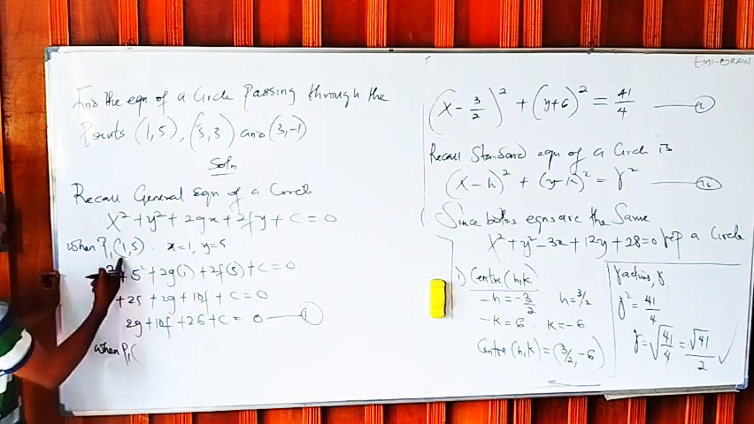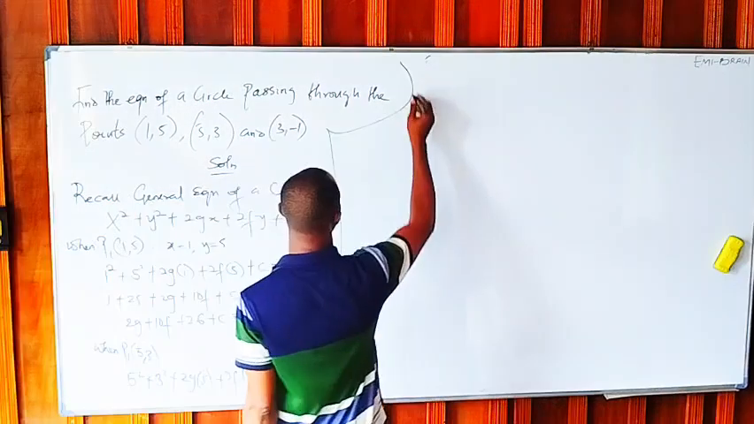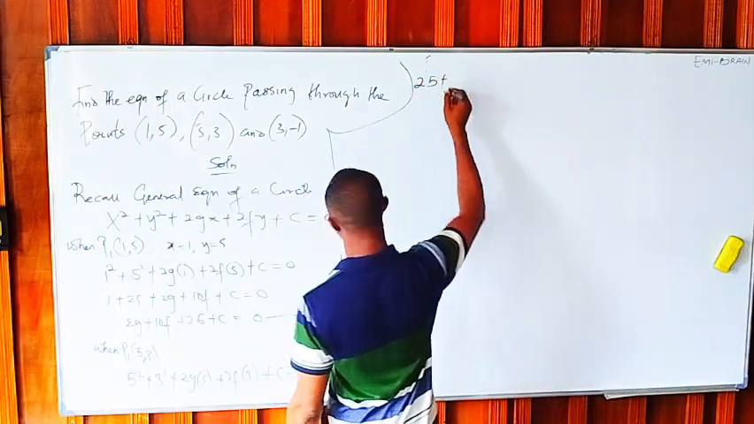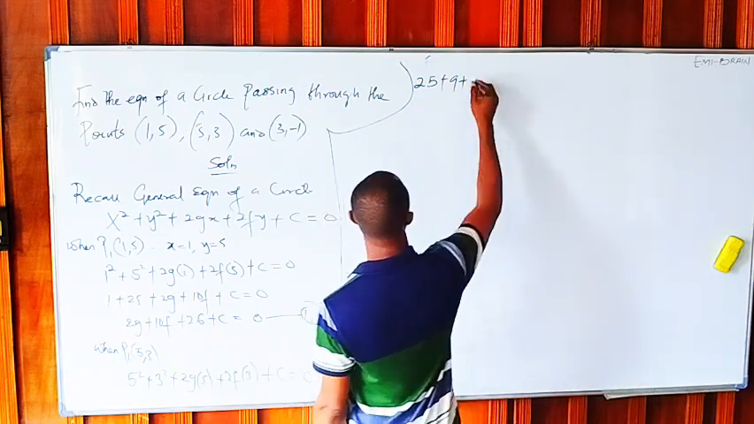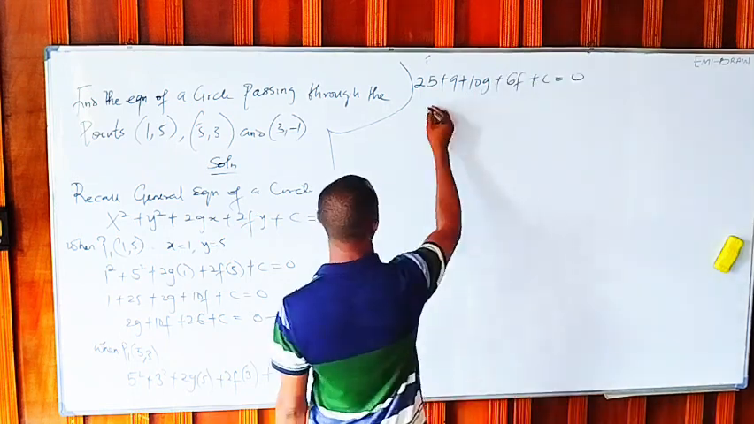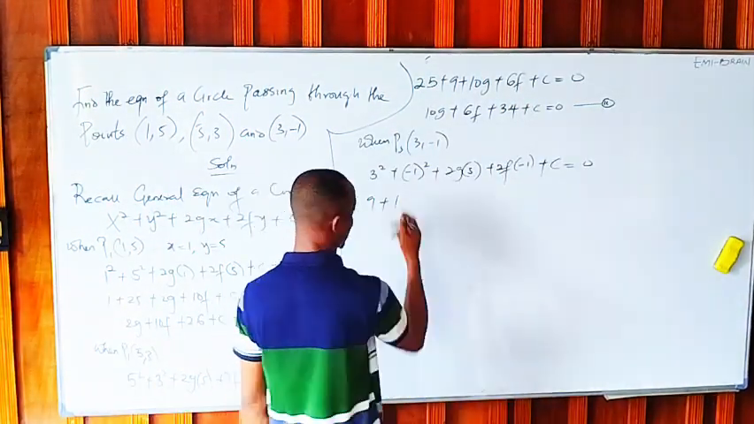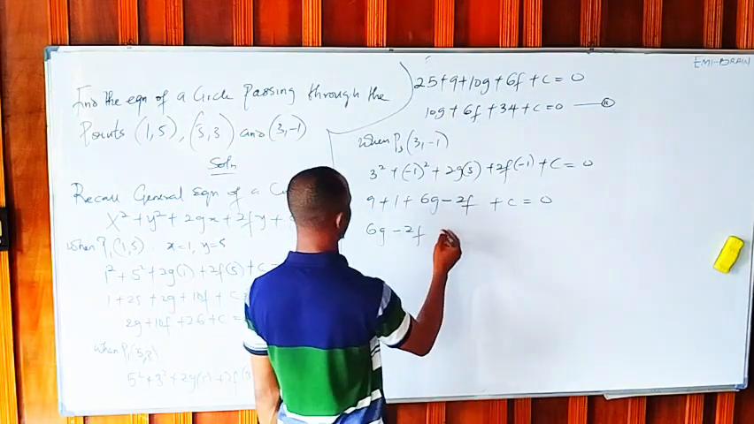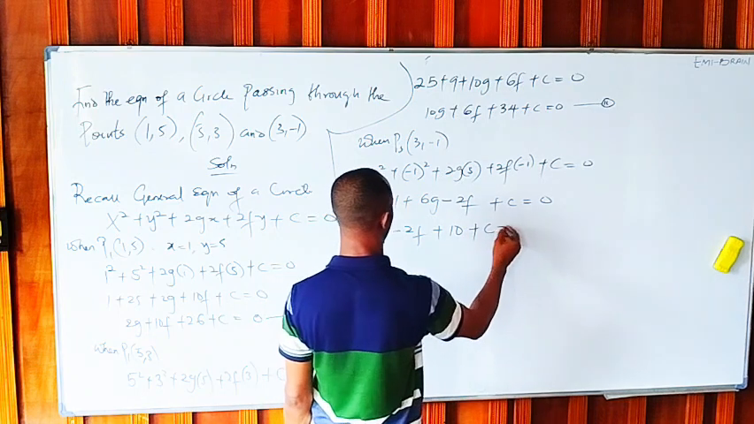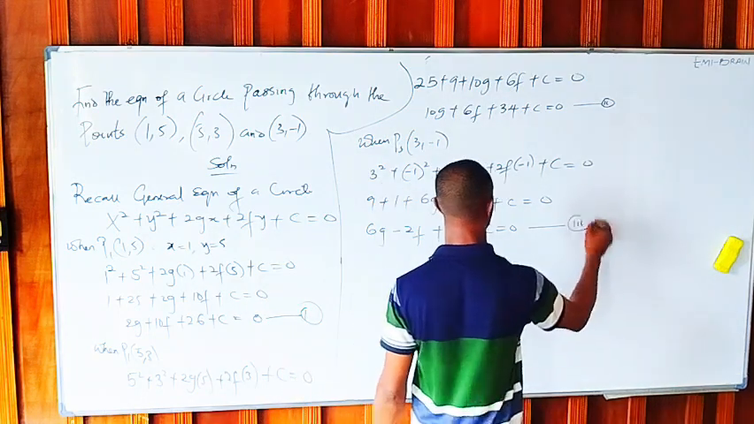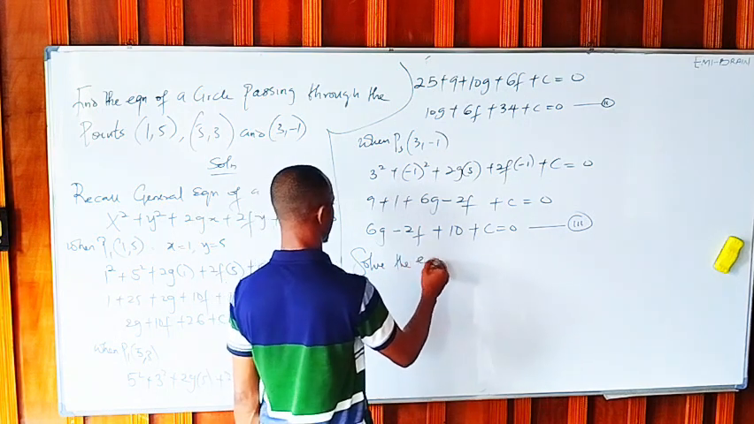Then I'll now say, when P2 is what? 25 plus 9, right? Plus what? Give me the value. Change it. Plus 2f plus 10 equals 0. Equation 3. I will now say solve the equations.